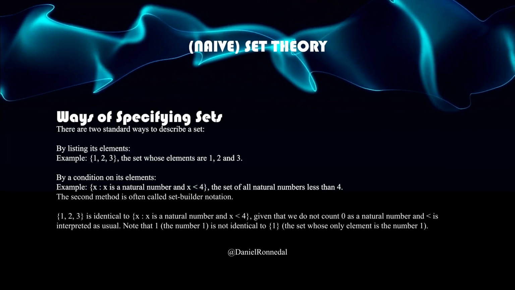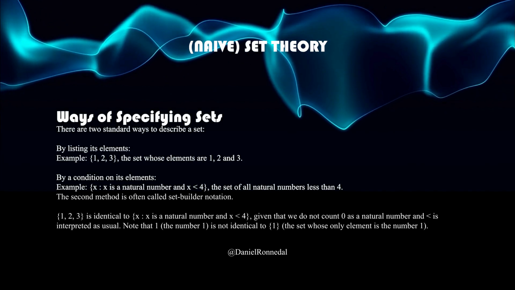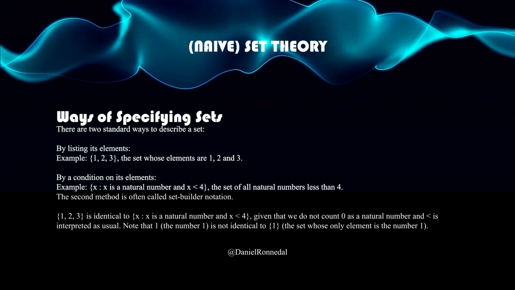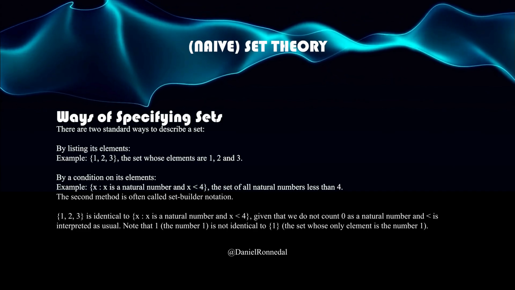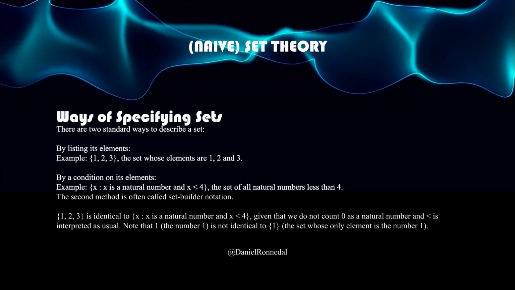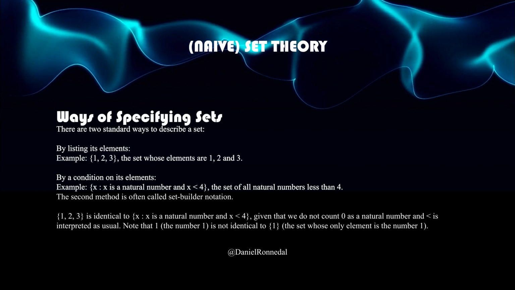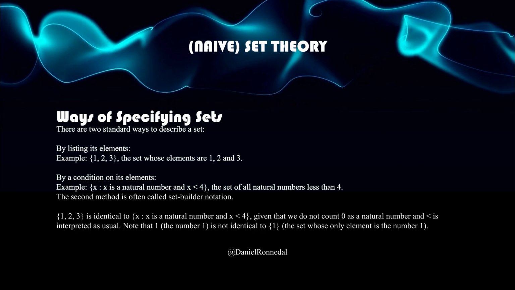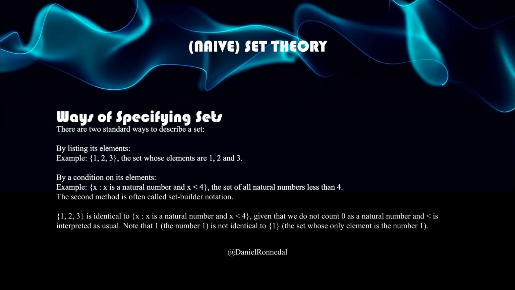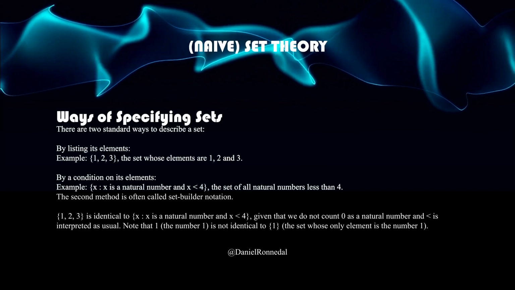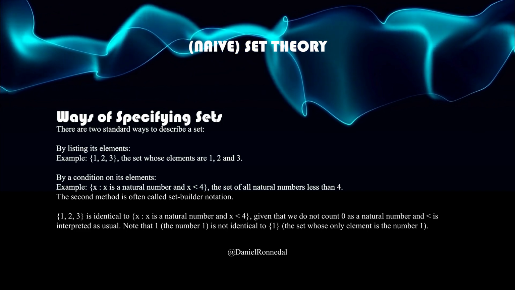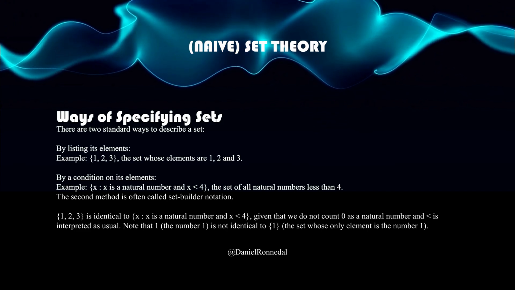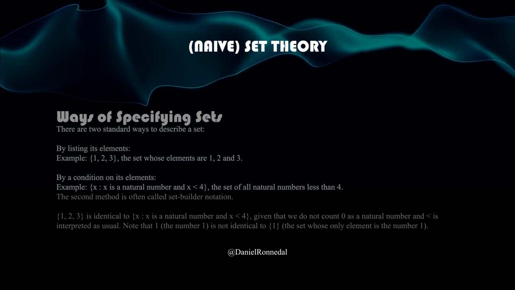There are two standard ways to describe a set: by listing its elements. Example, the set whose only elements are 1, 2, and 3. Or by a condition on its elements. Example, the set of all natural numbers less than 4. The second method is often called set builder notation. The set whose only elements are 1, 2, and 3 is identical to the set of all natural numbers less than 4, given that we do not count 0 as a natural number and "is less than" is interpreted as usual. Note that the number 1 is not identical to the set whose only element is the number 1.